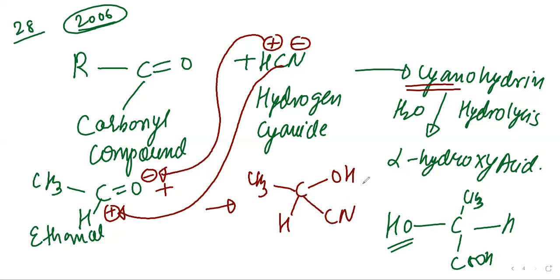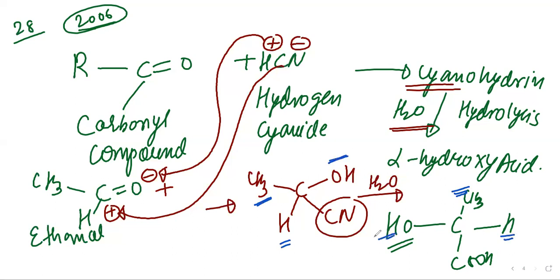So here CH3, C, OH, here H, and this will be the cyanide. And when it does hydrolysis with H2O, what happens? This cyanide group is converted into carboxylic acid, right? You can see clearly here, this is your methyl group, this is H, this is OH, right? So when we do hydrolysis, the cyanide group converts into carboxylic acid. So this will be the final product.